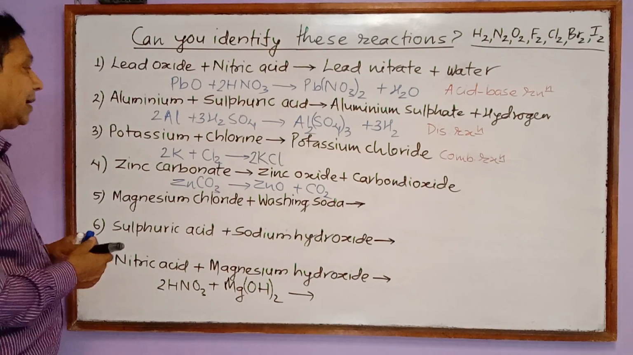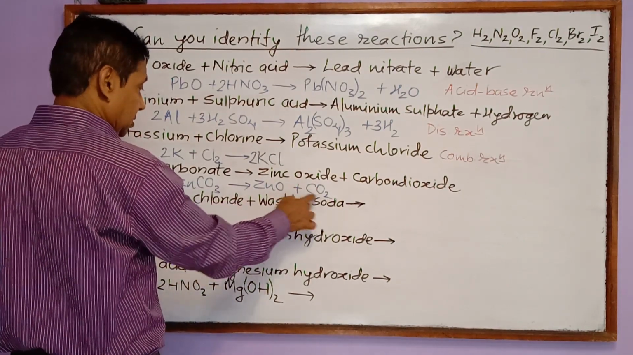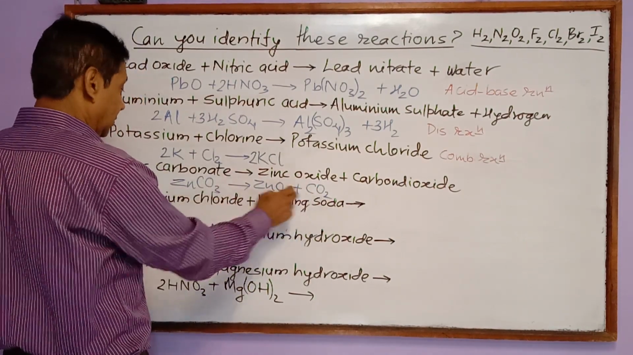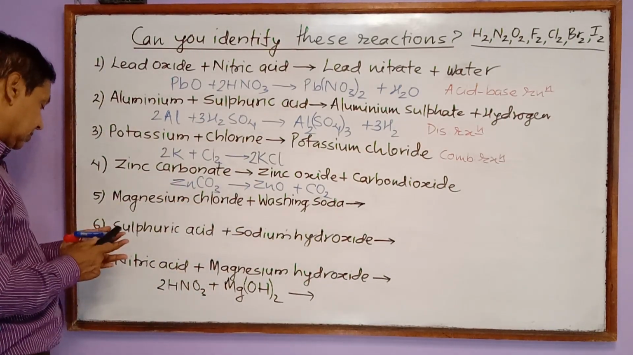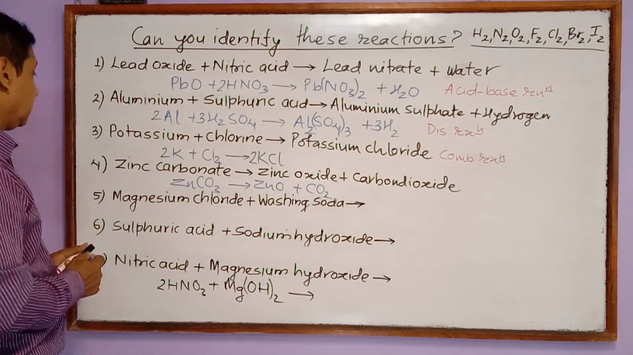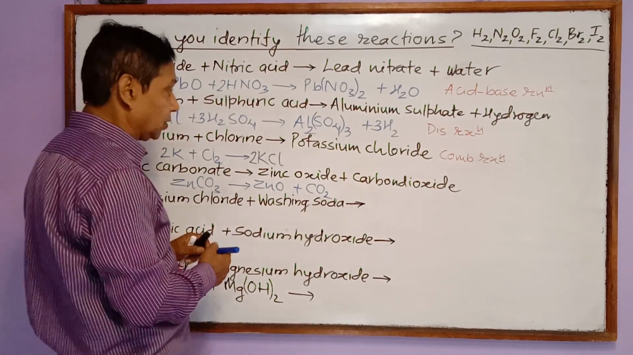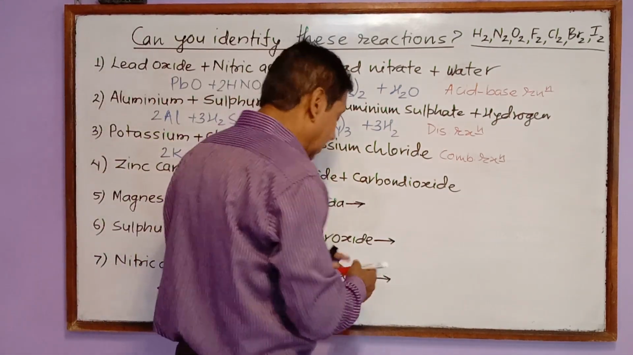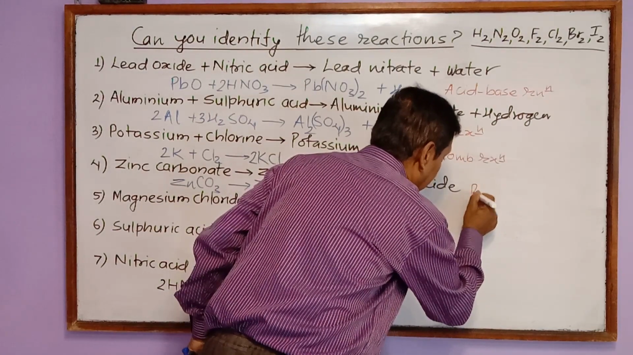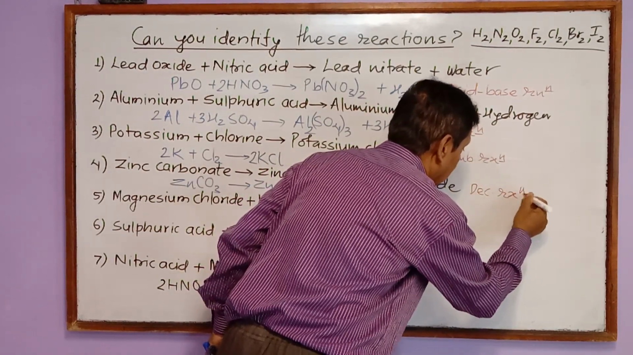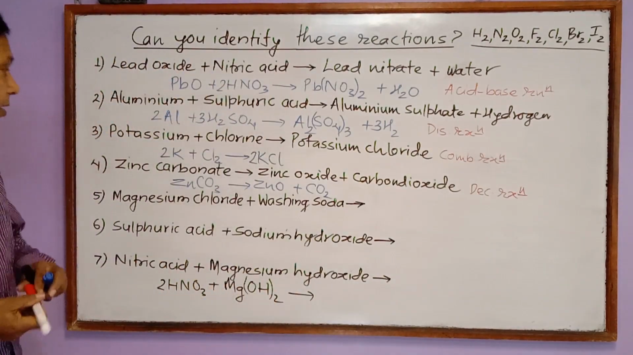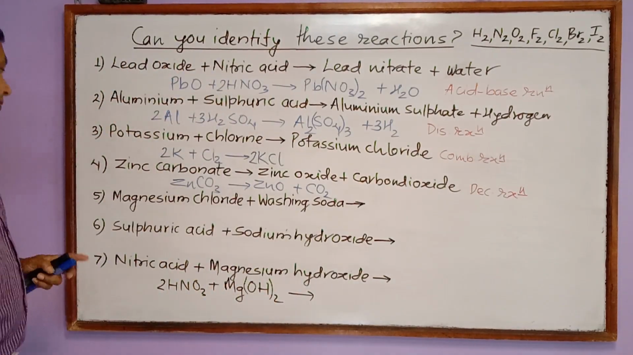Now whether it is balanced or not, let's see. Oxygen 2 and 1, 3, 3, okay. Carbon 1, okay. Zinc 1, okay. Now what kind of reaction is this? This is a decomposition reaction. One compound is decomposed. That's why I am writing here decomposition. Okay, let's go to another one.